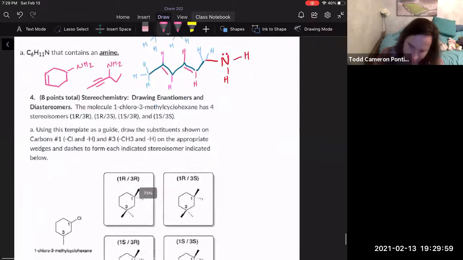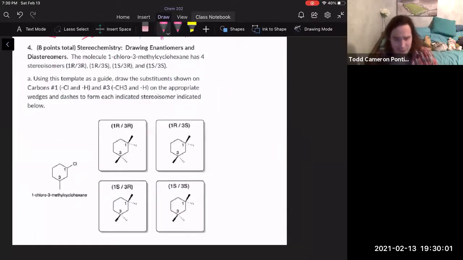And the final question. This question: stereochemistry, drawing enantiomers and diastereomers. We are looking at 1-chloro-3-methylcyclohexane. It's got 4 stereoisomers. Count them, 4: 1R3R, 1R3S, 1S3R, and 1S3S. We want to draw them all out and find their relationships with each other.